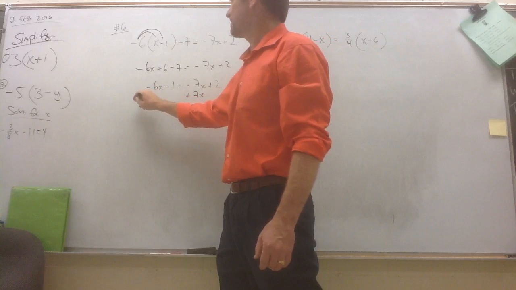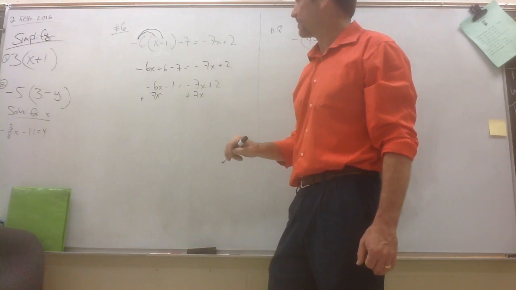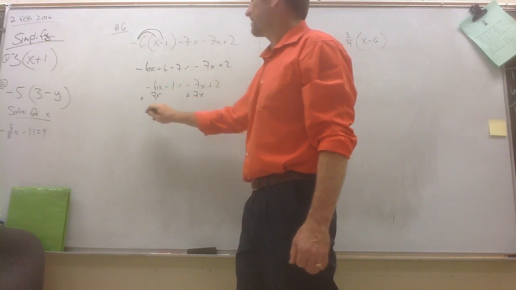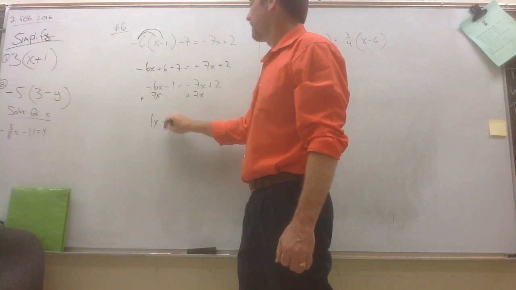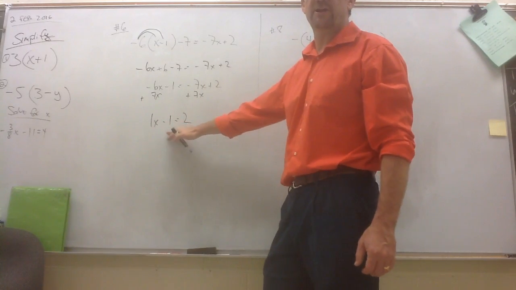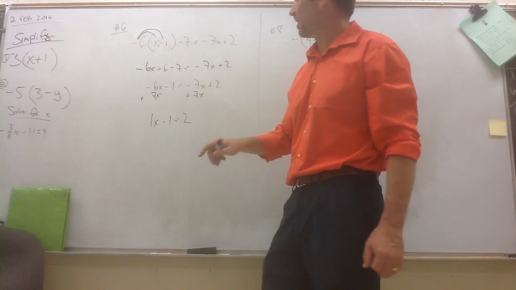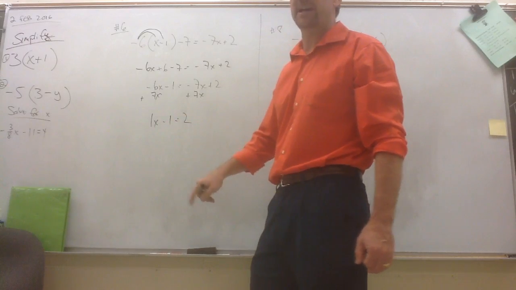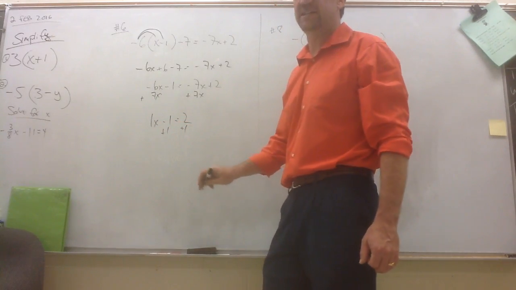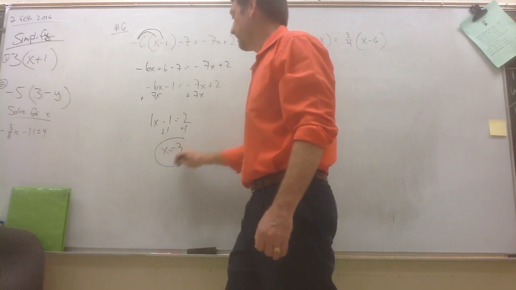Remember, whatever we do to one side of the equation, we've got to do to the other side of the equation also. That's how it stays balanced. And negative 6x plus 7x gives you 1x minus 1 equals 2. And you notice now you're at your old friend, the two-step equation. Because your coefficient is 1 here, you're really a one-step equation. We want to get this x by itself. Let's undo this subtraction by adding 1 to both sides. And that leaves us with 1x equals 3.